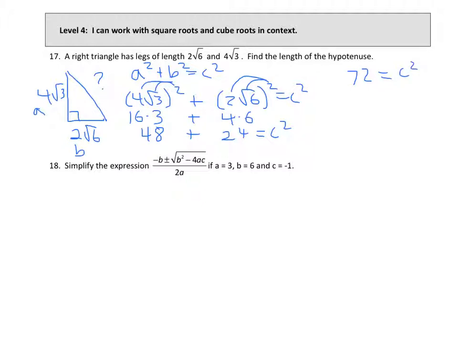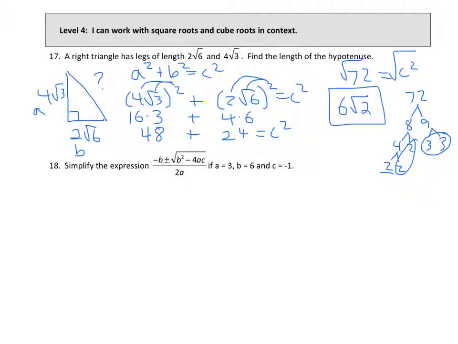And then to find c, we take the square root of both sides. And now we have to simplify the square root of 72. So we do our factor tree for 72, and we get 8 times 9, 4 times 2, 2 times 2, 3 times 3. And we have a pair of 2's and a pair of 3's. So we can take out a 2 and a 3, multiply those together, and we get a 6 out front. And then this 2 has to stay inside. So 6 radical 2 is our final answer for the length of the hypotenuse.